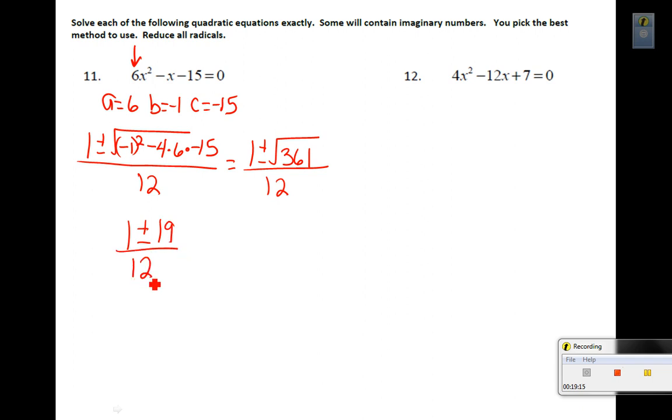Now let's get our two answers. 1 plus 19 is 20 divided by 12. A better answer for 20 divided by 12 looks like a 4 goes into both of them: 5/3. And then my other answer, 1 minus 19, negative 18 over 12, is negative 3/2.